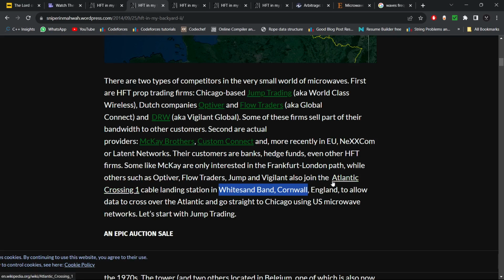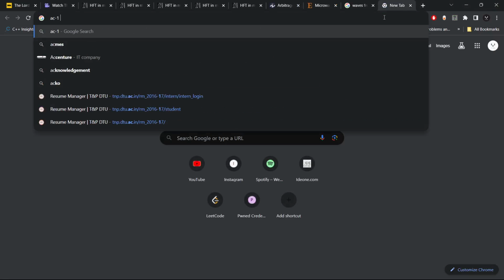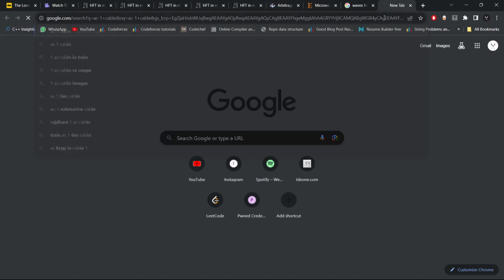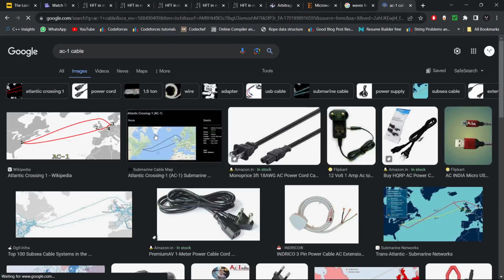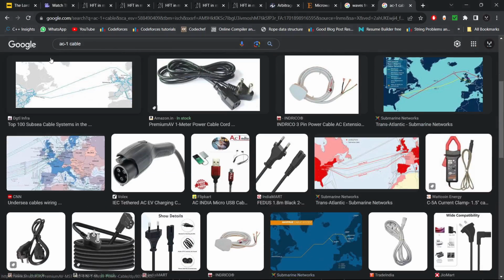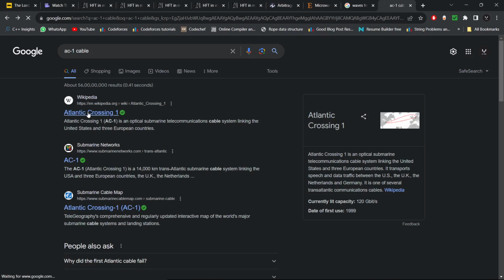Now there is this Atlantic Crossing 1 cable, which I think everyone uses who wants to go from Europe to the US. In case you do not know what this Atlantic Crossing 1 cable is, you can just Google it. It is a cable which is laid down beneath the seabed, so I think you will also find a couple of images of it.